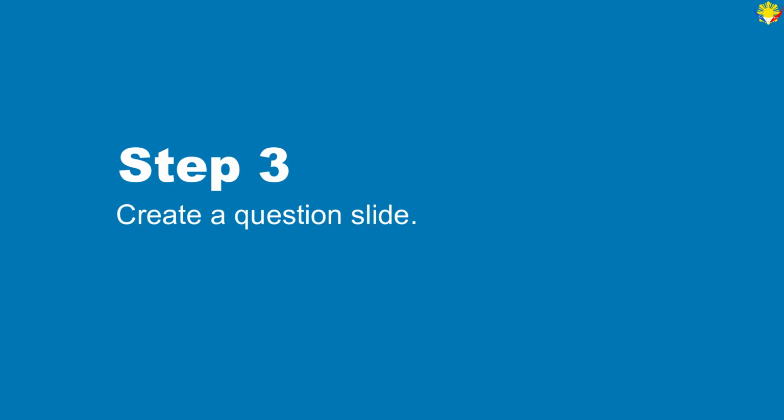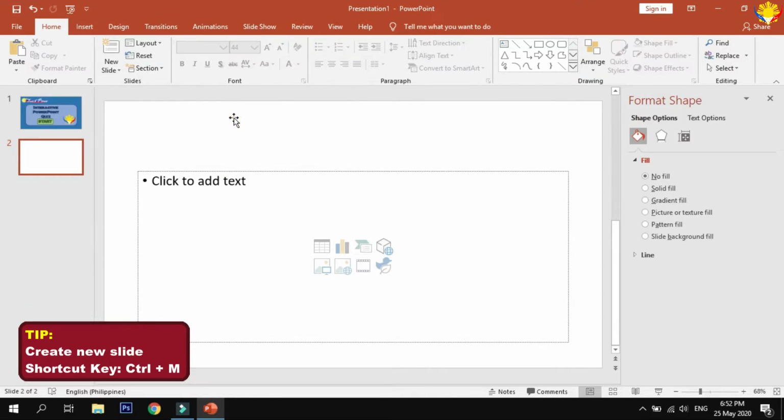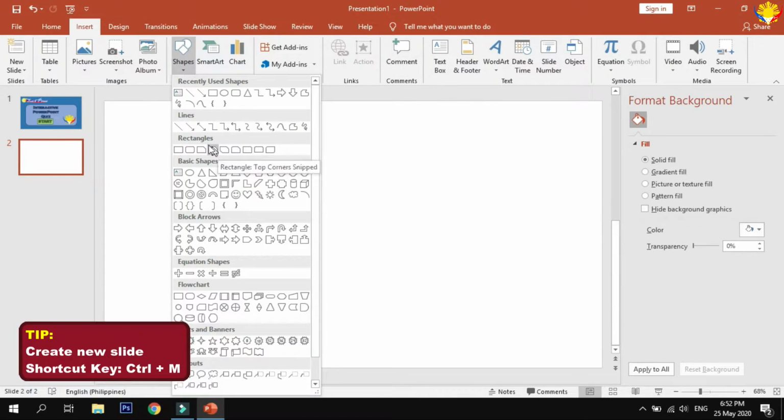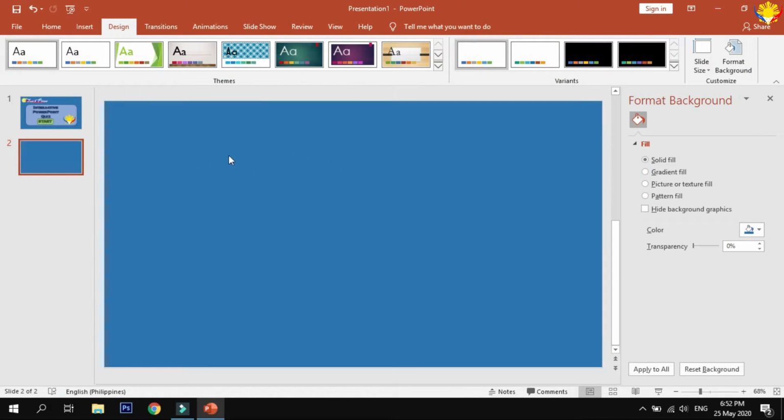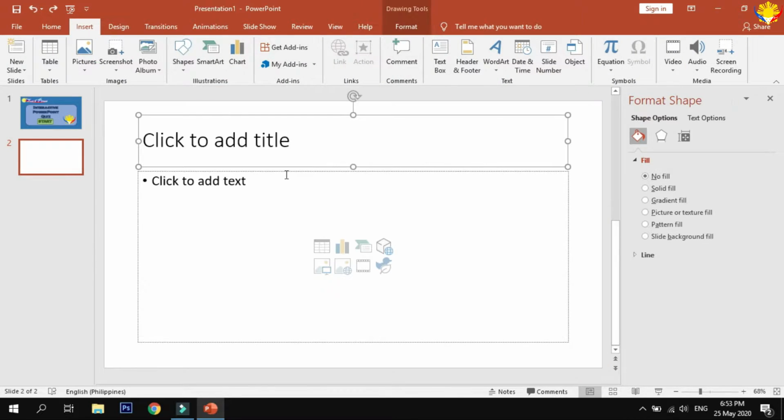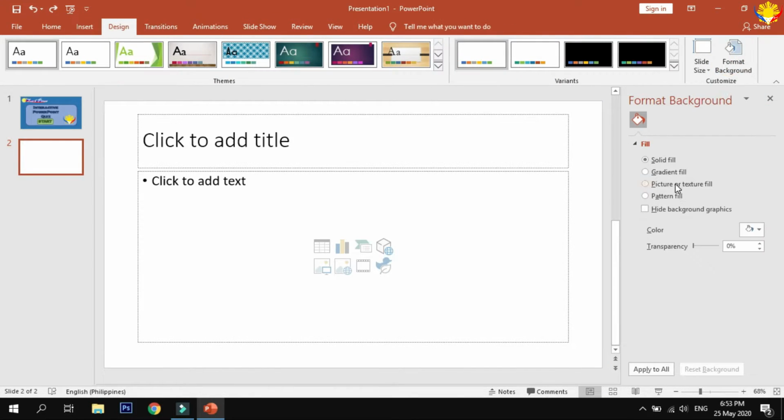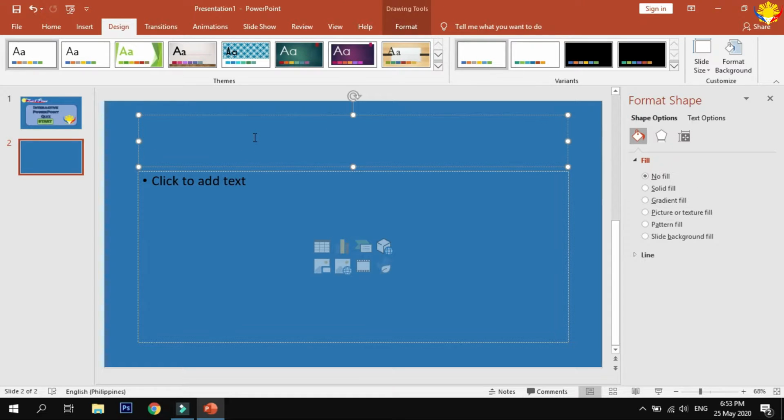Step 3. Create your own question slide. Press the Ctrl key and letter M to create a new blank slide. Customize the slide by inserting shapes, text boxes, or images. Write your first question.